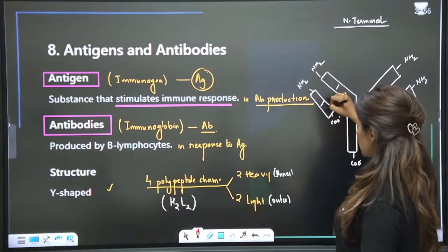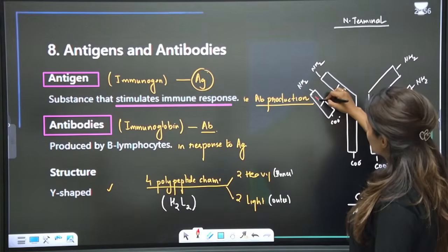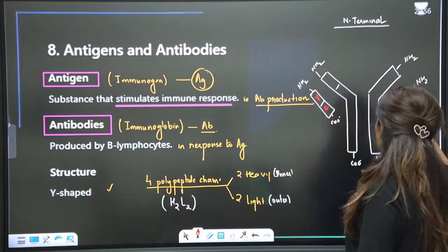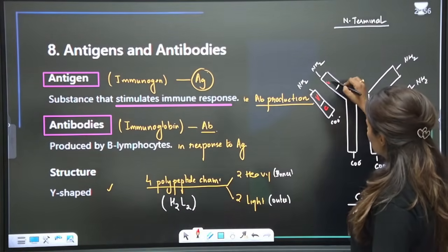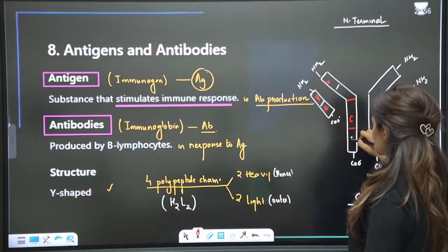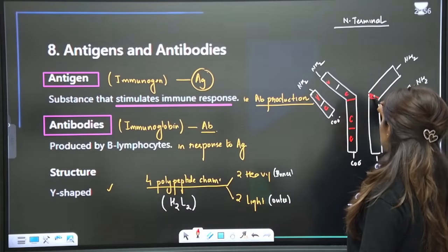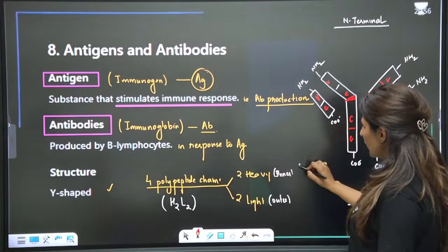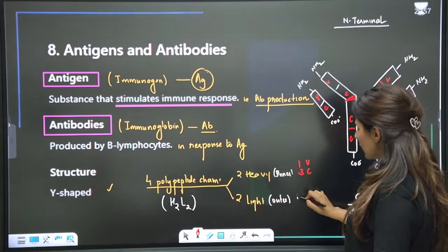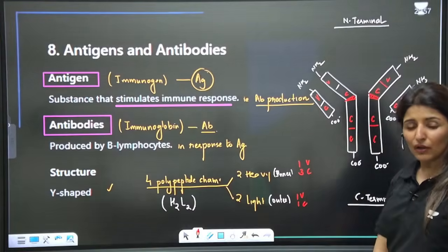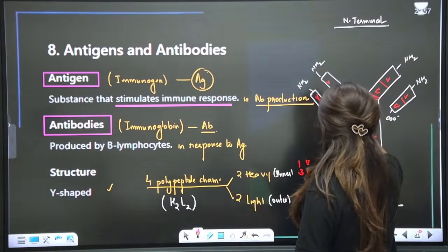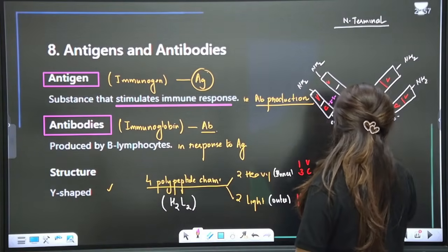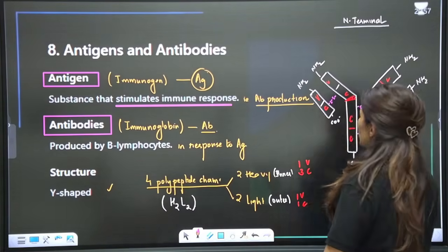Each chain is divided into 2 regions. One is a variable region and the other is a constant region. Similarly for the light chain, variable and constant. Now, if we talk about the heavy chain, there is 1 variable and there are 3 constants. Is that clear? So for the heavy chain, 1 variable and 3 constants; for the light chain, 1 variable and 1 constant. Now all these 4 chains are held together by disulfide bonds. Is that clear?